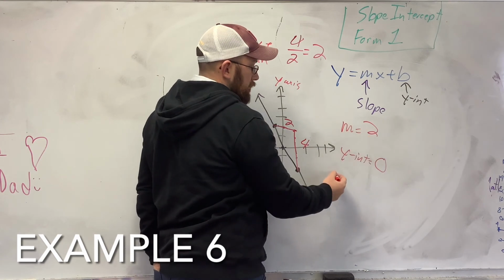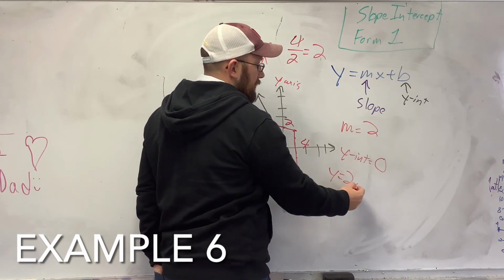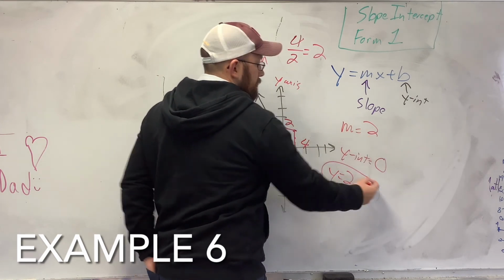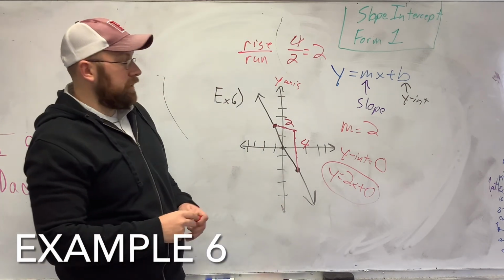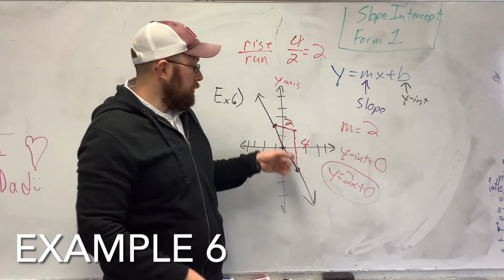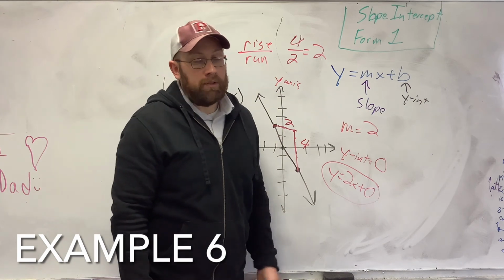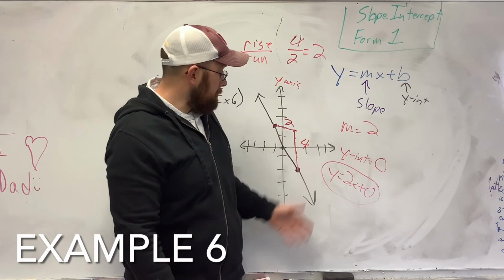So my equation is y equals 2x plus 0. That's my slope-intercept form for this line. For the slope, just always make sure you make a right triangle when you're doing rise over run. You should be all right. I know mine's a little bit off because of my graph.